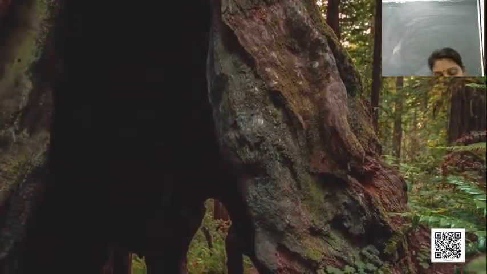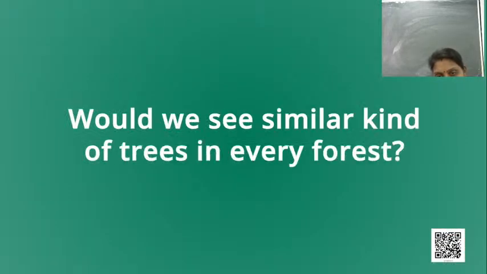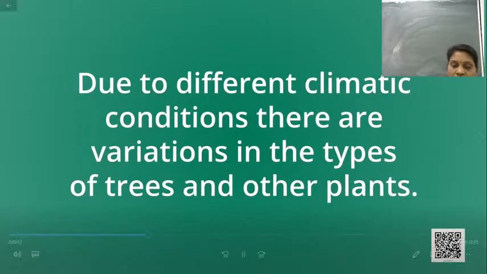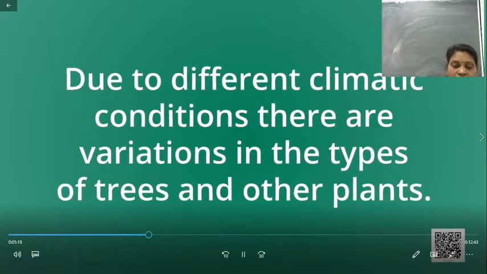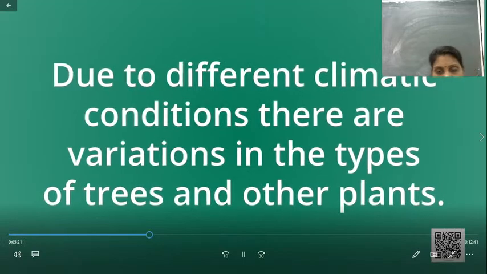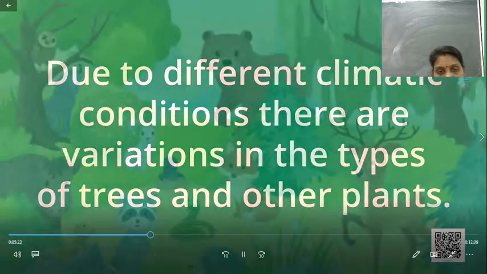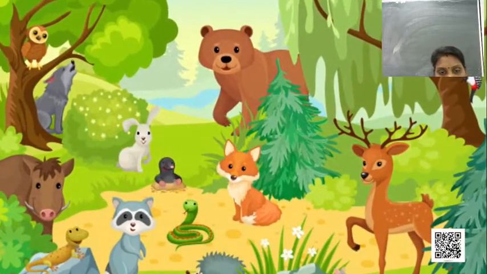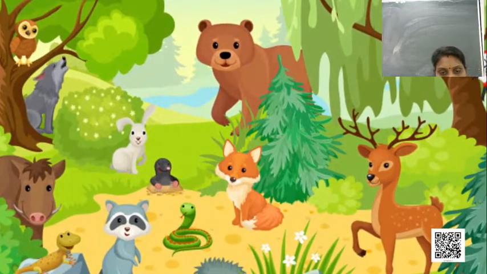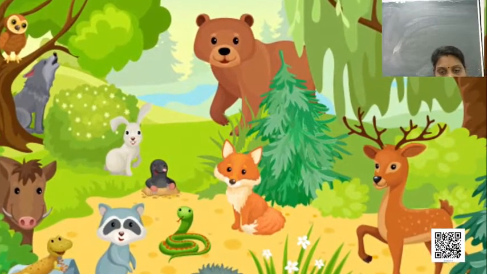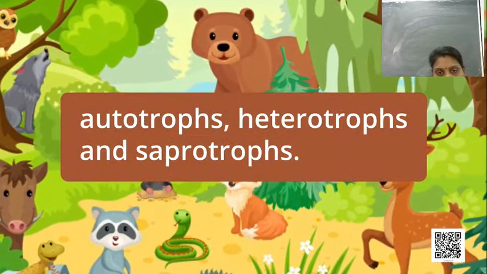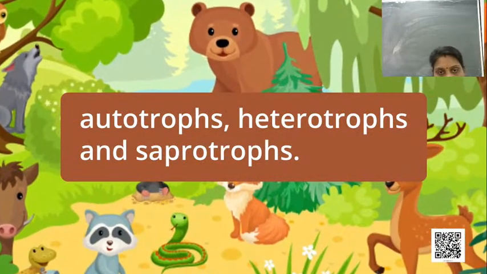Aren't you wondering, would we see similar kind of trees in every forest? No. Due to different climatic conditions, there are variations in the types of trees and other plants. The types of animals also differ from forest to forest. Students, you have read about autotrophs, heterotrophs, and saprotrophs.